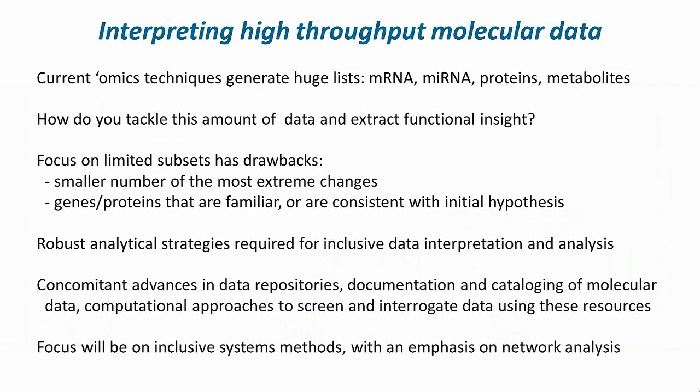As omics datasets continue to increase in magnitude and complexity, robust analytical strategies are vital for inclusive data interpretation and analysis. Together with increased high-throughput data acquisition, concomitant advances have occurred in complementary technologies, including establishment and growth of data repositories, strategies to systematically document and catalog molecular information, and computational approaches by which to screen and interrogate acquired data using these resources. This presentation will focus on these inclusive and evolving systems methods with an emphasis on network analysis.